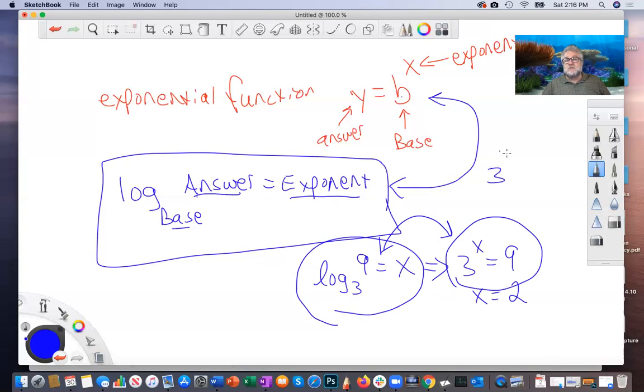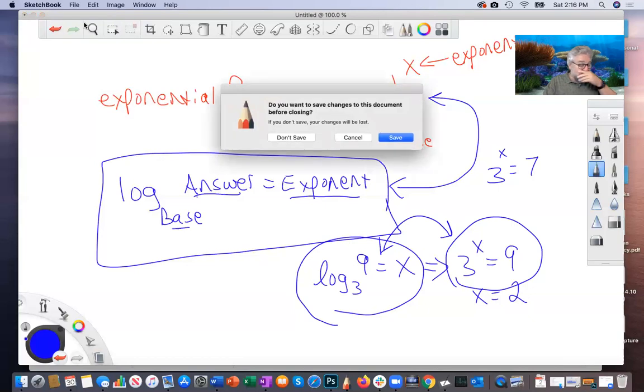But if you had 3 to the x equals 7, now, holy crap, that is hard to solve for x without using a logarithm. And I'll teach you how to do this so we can get that x value there. But the purpose of these is all to solve for the exponent. That's why we learn on logarithms. Okay?